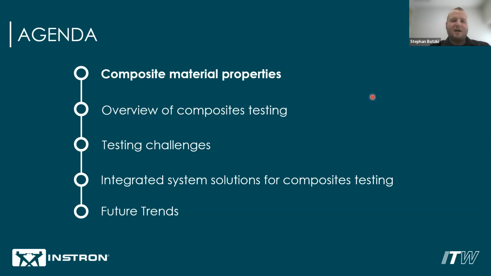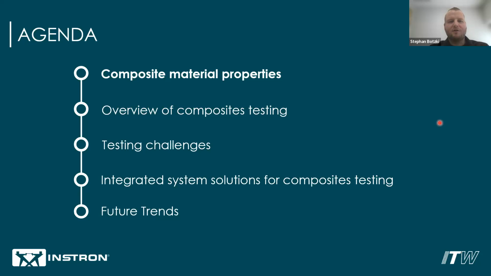First, we're going to look at composite materials and their properties, how to determine those. Then we're going to look at an overview of composites testing, pretty big piece here. I'm going to go over various different types of testing and testing standards. Then we're going to talk a little bit about testing challenges and how to overcome those, and then integrated system solutions for composite testing, as well as some future trends.